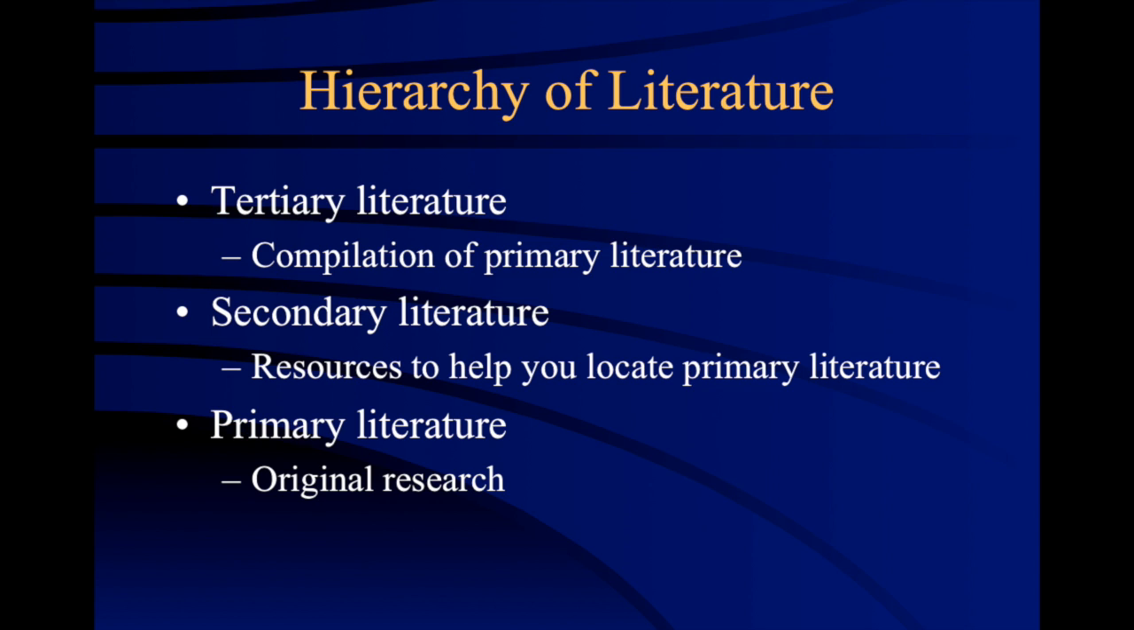So hopefully this is a review for you, but there is a hierarchy of literature. There are tertiary literature sources, and in these sources we find a compilation of the primary literature. So tertiary literature includes textbooks and online databases. There are secondary literature sources which help you to locate the primary literature. Secondary sources include Medline and EBSCOhost, and then there's primary literature, which includes original research.